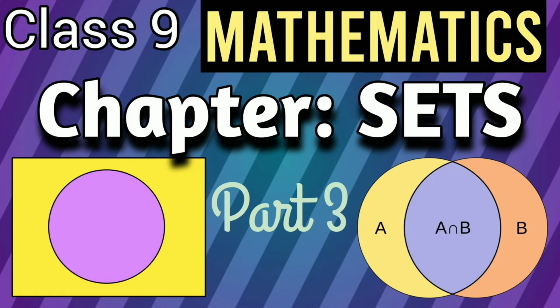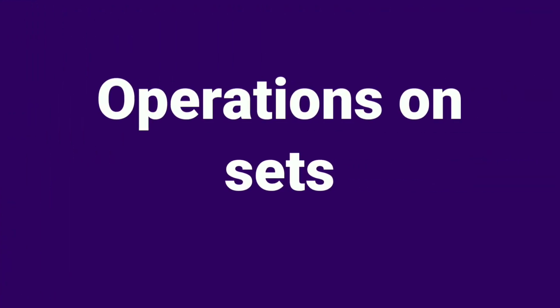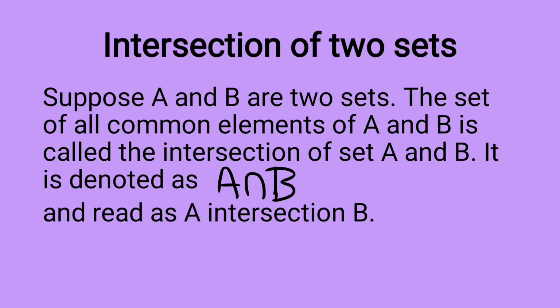So let's start. Now we will see operations on sets. We will see two operations, that is intersection and union. First we will see what is intersection of sets. Suppose A and B are two sets. The set of all common elements of A and B is called the intersection of set A and set B.